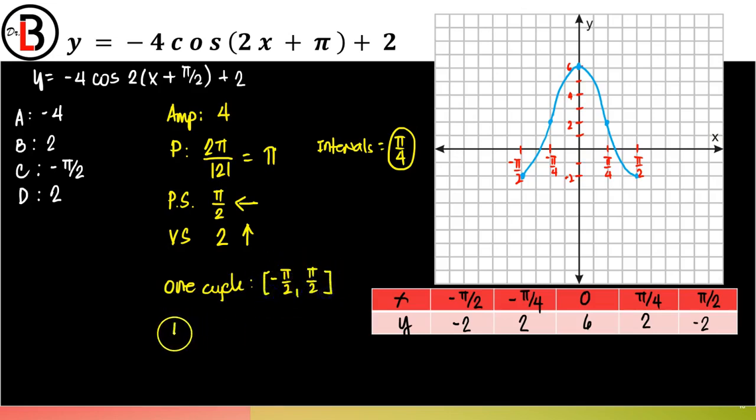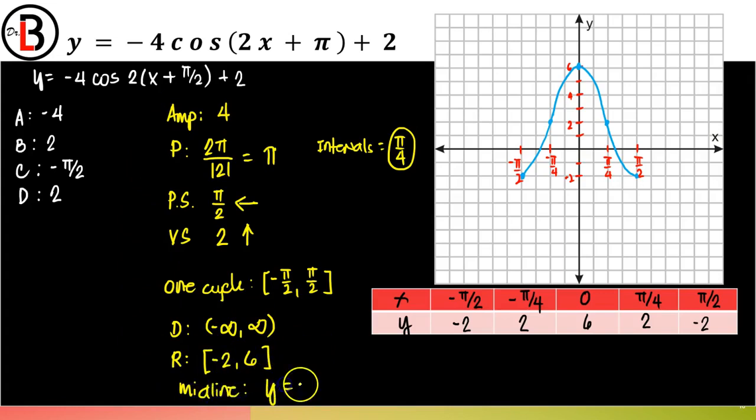But of course, if I ask you for the domain of the whole curve, it is any real number. And then for the range, the lowest that you can see is negative 2, and then the highest that you can see is positive 6. So these are the properties. Of course, the equation of the midline. Midline equation would be y equals 2. That's this portion.